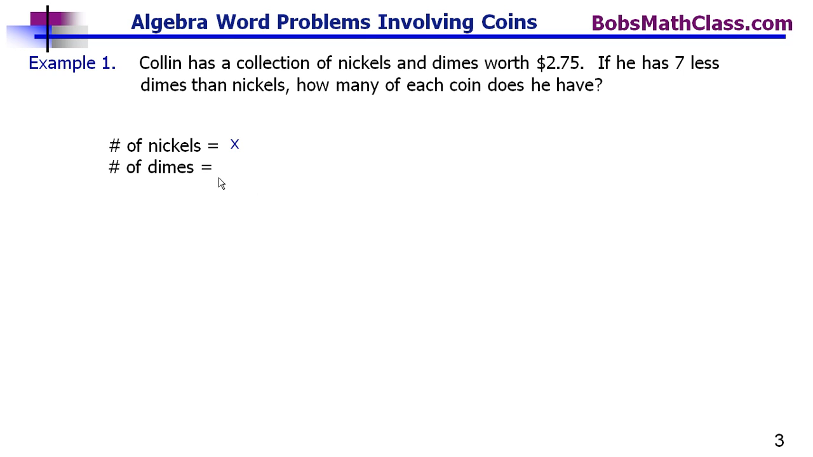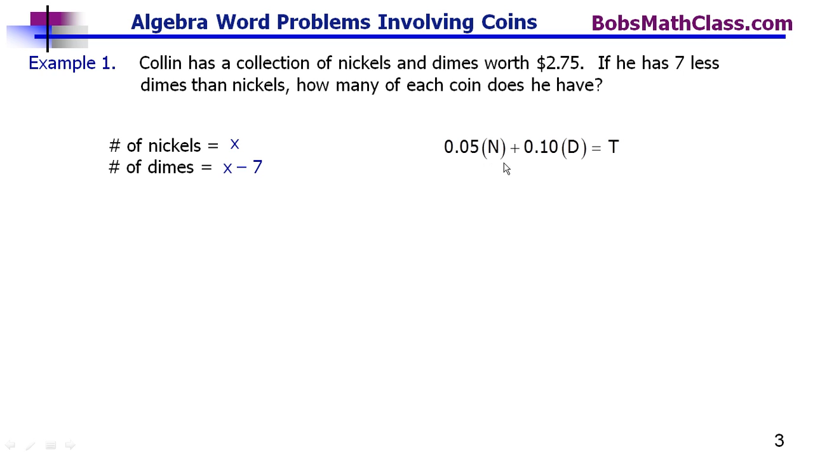So now we need to translate and write down an expression for dimes. He has 7 less dimes than nickels. 7 less. Less, that's subtraction, and we have to reverse the order. The 7 goes at the end. We can't write 7 minus x because subtraction is not commutative. Less than and subtracted from are two of those phrases where we have to reverse the order.